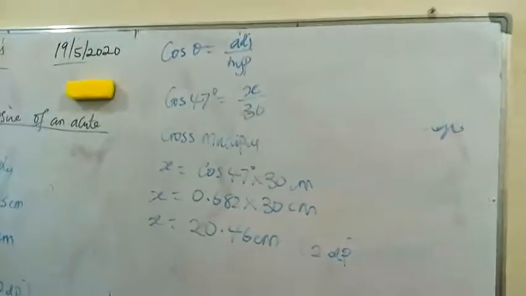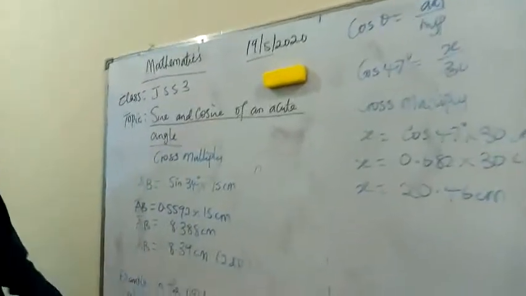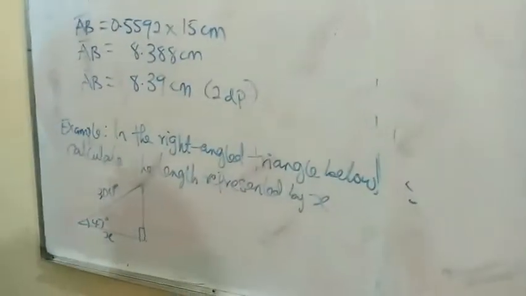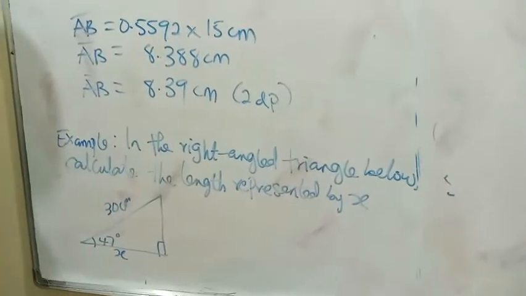20.46 cm as our x. So I will just take it through. In the right angle triangle below, calculate the length represented by x. And we have x on the base, the same base with the angle theta.